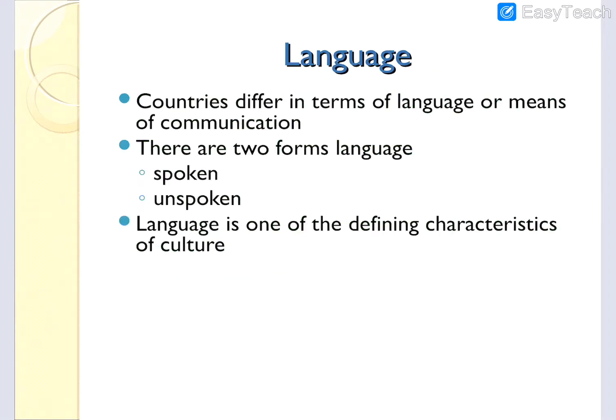Okay, next we have language. One obvious way in which countries differ is by their language. By language we mean both the spoken and the unspoken means of communication. Language is one of the defining characteristics of culture. So when we talk about culture, language is one of the most important factors. Countries may differ in terms of language or means of communication. Normally there are two forms of language: spoken and unspoken. So language and culture have a relationship.